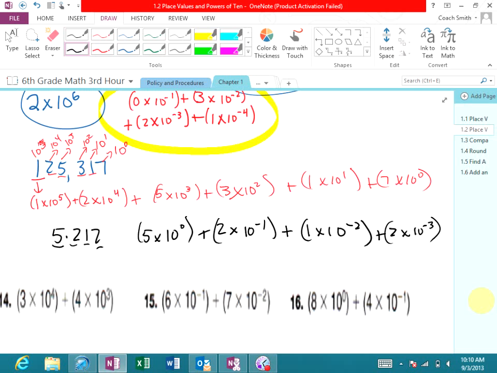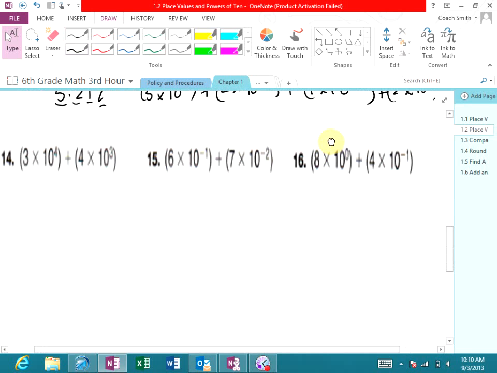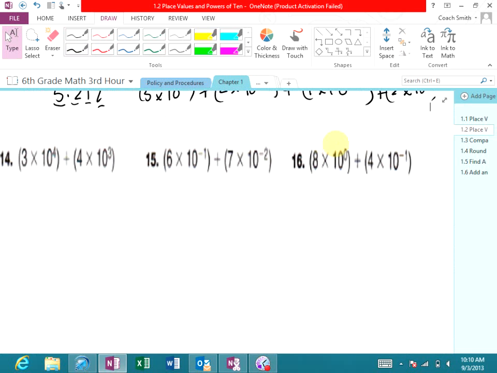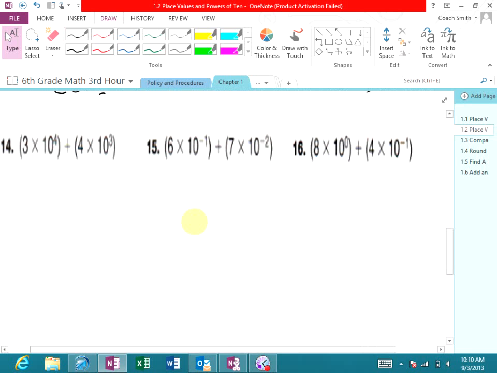All right? Now, let's go back to this next set, number 14. I believe the directions for number 14 say to write each number in standard form. So they want this in standard form.